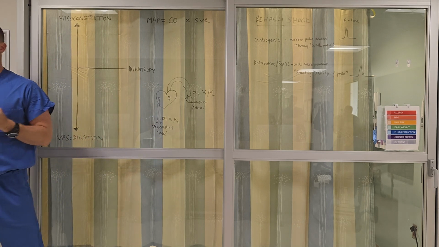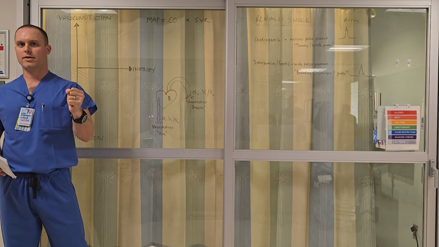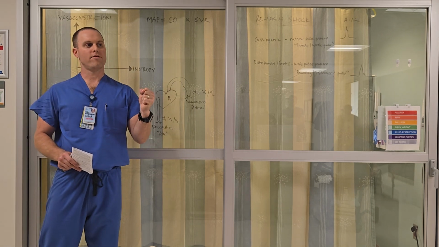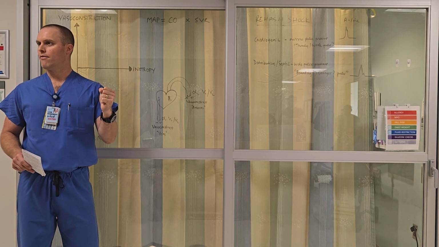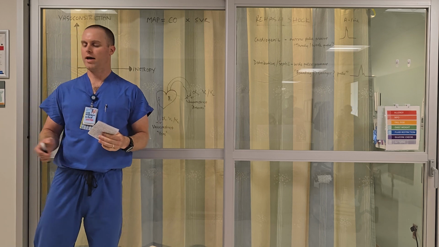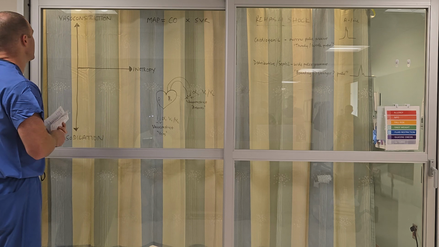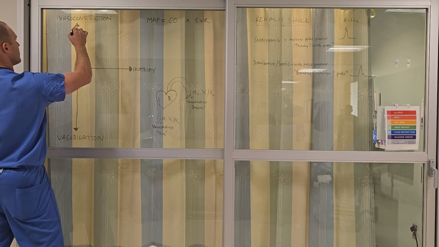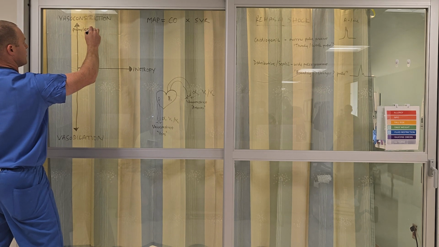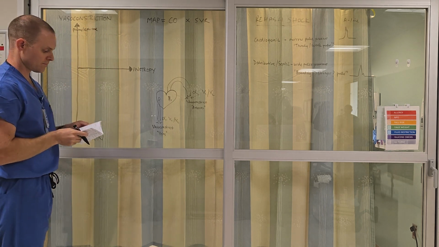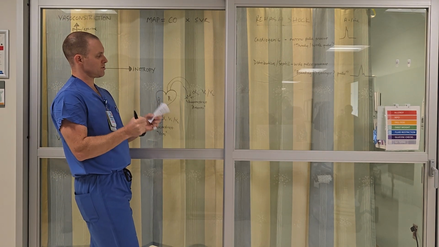Can anyone tell me what alpha 1 does when we stimulate it? Vasoconstricts. Okay. Anybody have an example of an alpha 1 agonist? A purely alpha 1 agonist? Yeah, phenylephrine. Perfect. So phenylephrine, we're going to fill in here. Purely vasoconstrictor. Phenylephrine. Okay. So that's a pure vasoconstrictor.